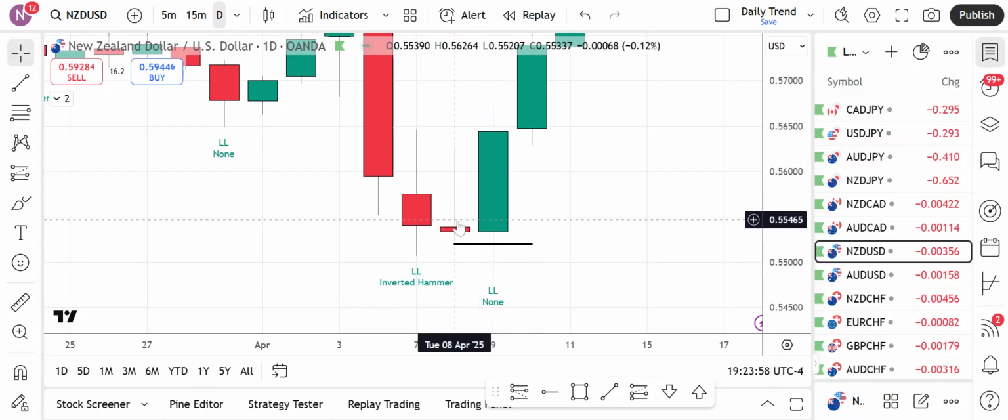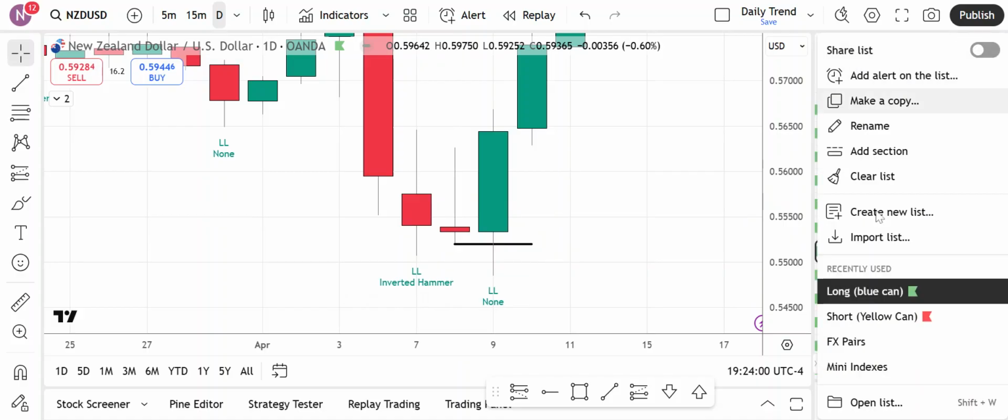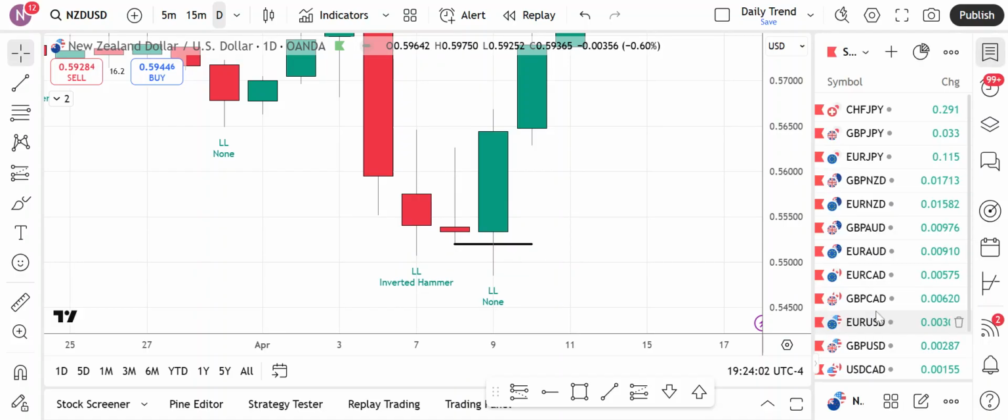So we see how this closed red. Same thing on these right here. See all of these closed red, or all of these closed green, so we want to go short. And I'm sorry, I mixed that up.